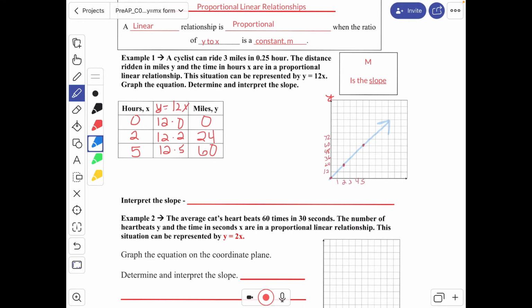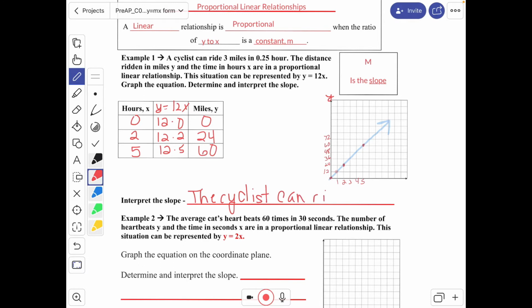So we're going to interpret the slope. The slope is similar to unit rate. As you can see, looking at the graph, if I go over 1, it would go up to 12. So that means the cyclist can ride 12 miles per hour, because the slope was 12, or 12 miles per hour.